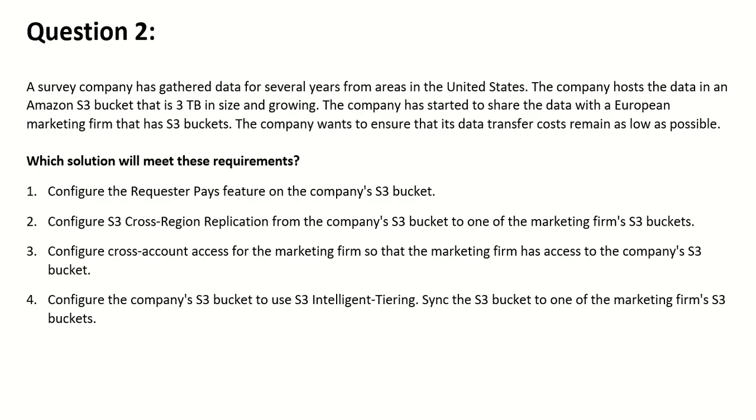Option 1, configure the requester pays feature on the company's S3 bucket. Option 2, configure S3 cross region replication from the company's S3 bucket to one of the marketing firm's S3 buckets. Option 3, configure cross account access for the marketing firm so that the marketing firm has access to the company's S3 bucket. Option 4, configure the company's S3 bucket to use S3 Intelligent-Tiering and sync the S3 bucket to one of the marketing firm's S3 buckets.